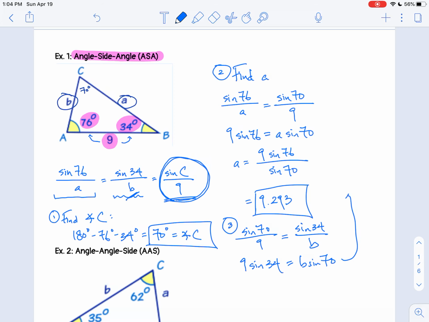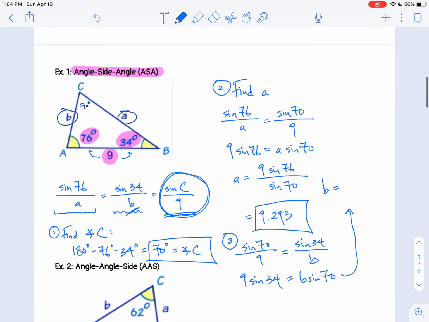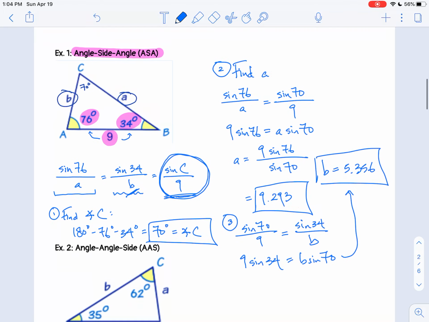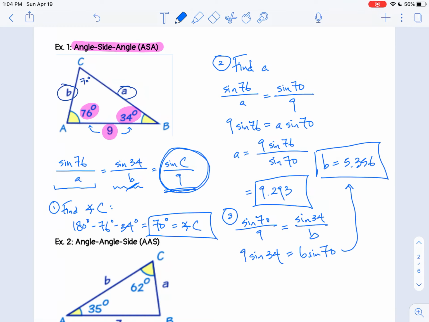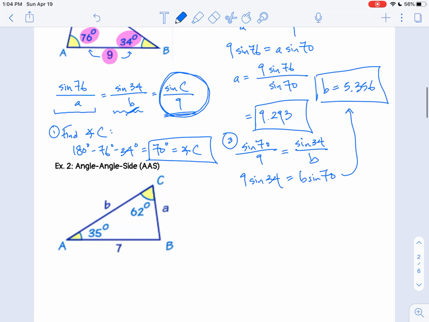And I'll go ahead and squeeze my answer up here, b. When I calculate that out, all right, when I divide that sine 70 away, I'm going to get 5.356. And so I've got my a and my b and my c, okay? So now, since I've got all three sides and all three angles, that is considered having solved the triangle. Okay, let's try one more example for this part of the video.